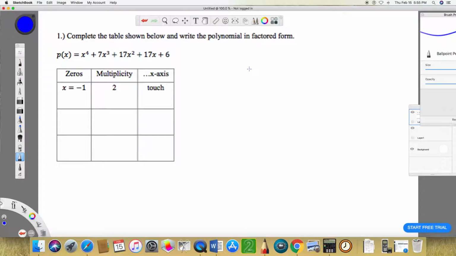Let's take a look here at problem number 1. They give us a polynomial function. They want us to factor it and then identify the zeros and also identify the multiplicity of each zero and to indicate how it intersects the x-axis.